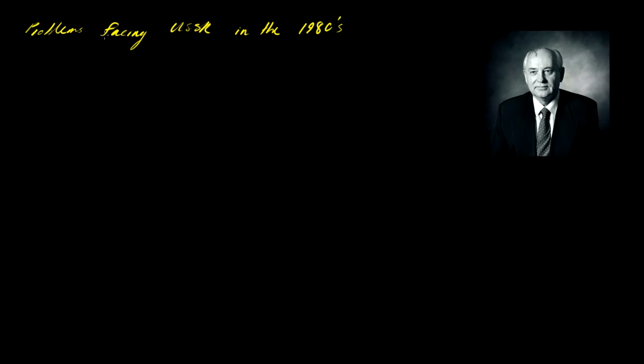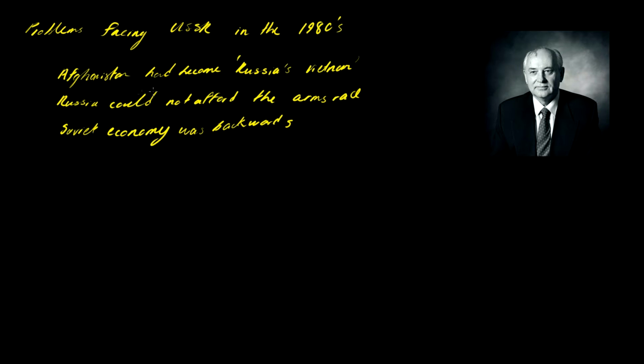I'll quickly look at some problems facing the USSR in the 1980s, which could have potentially contributed towards its collapse. So Afghanistan had become Russia's Vietnam. Afghanistan was being invaded by another organization that was too difficult for the USSR to control. And so in a sense, it had become Russia's Vietnam, something it just couldn't control anymore. Russia couldn't afford the arms race, so it had to have negotiations with the US over this.